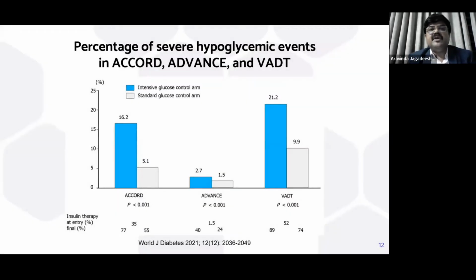The percentage of severe hypoglycemic events in the ACCORD, ADVANCE and VADT studies, you can see in this slide. On the left-hand side, you can see the ACCORD. Nearly 16% of the patients had hypoglycemia in the intensive glucose control arm when compared to the standard control arm. In the middle, you can see the ADVANCE study. It is again 2.7% versus 1.5%. On the right-hand side, you can see the VADT study. 21% had hypoglycemia in the intensive glucose control arm when compared to 9.9% in the standard control arm.